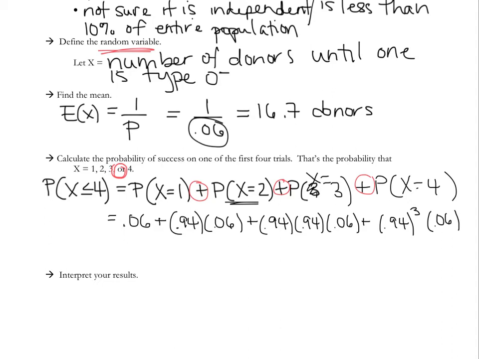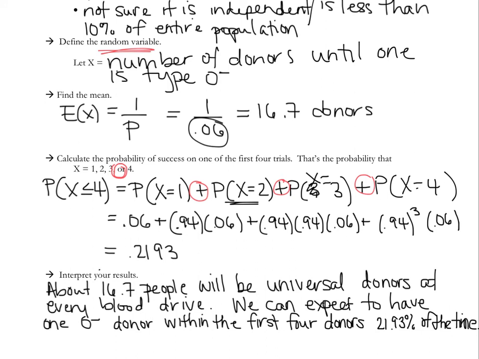When I do this all out in my calculator, I get 0.2193. And what does that mean? That means about 16.7 people will be universal donors at every blood drive. We can expect to get a universal donor in the first 4 people 21.9% of the time.